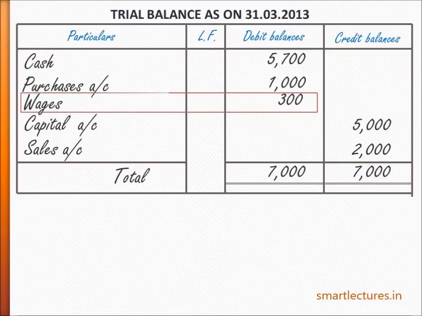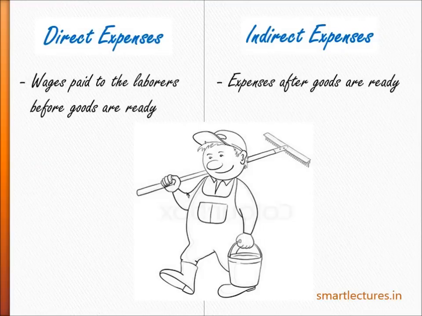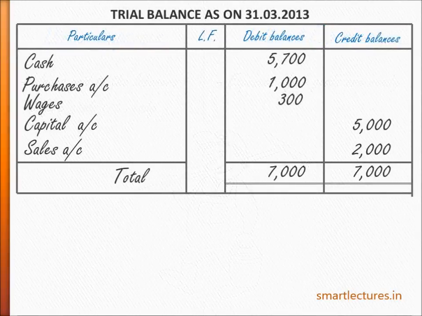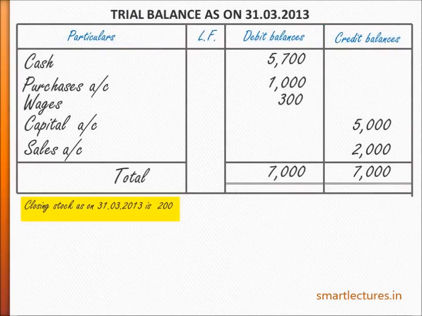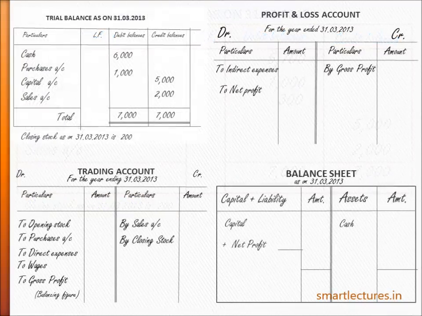There are wages 300 rupees, which means direct expenses are there, rupees 300. You know the difference between direct expenses and indirect expenses. Wages are direct expenses. We are going to assume that these are directly related to our production. And the closing stock at the footnotes, that is closing stock as on 31st March 2013, rupees 200. So let's be ready for the final accounts.